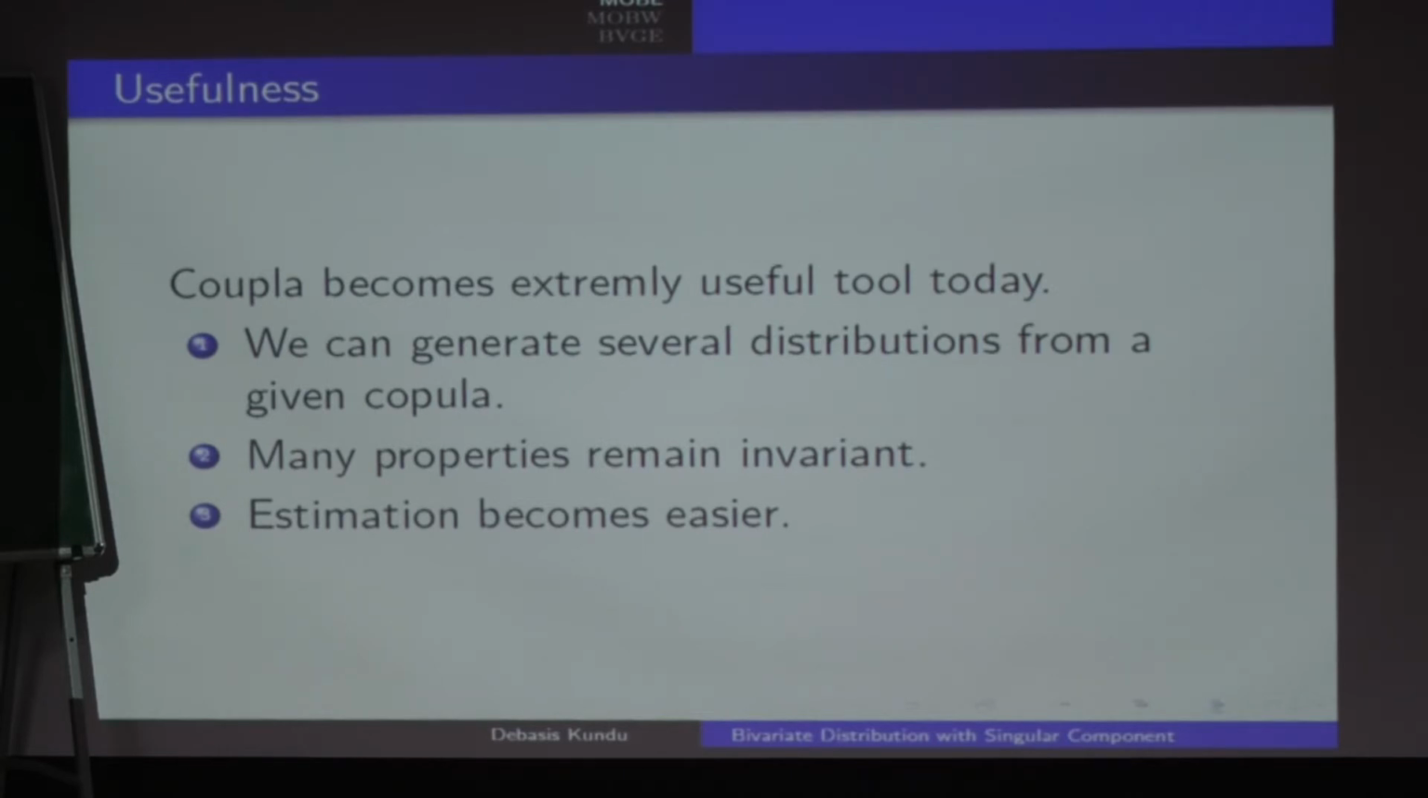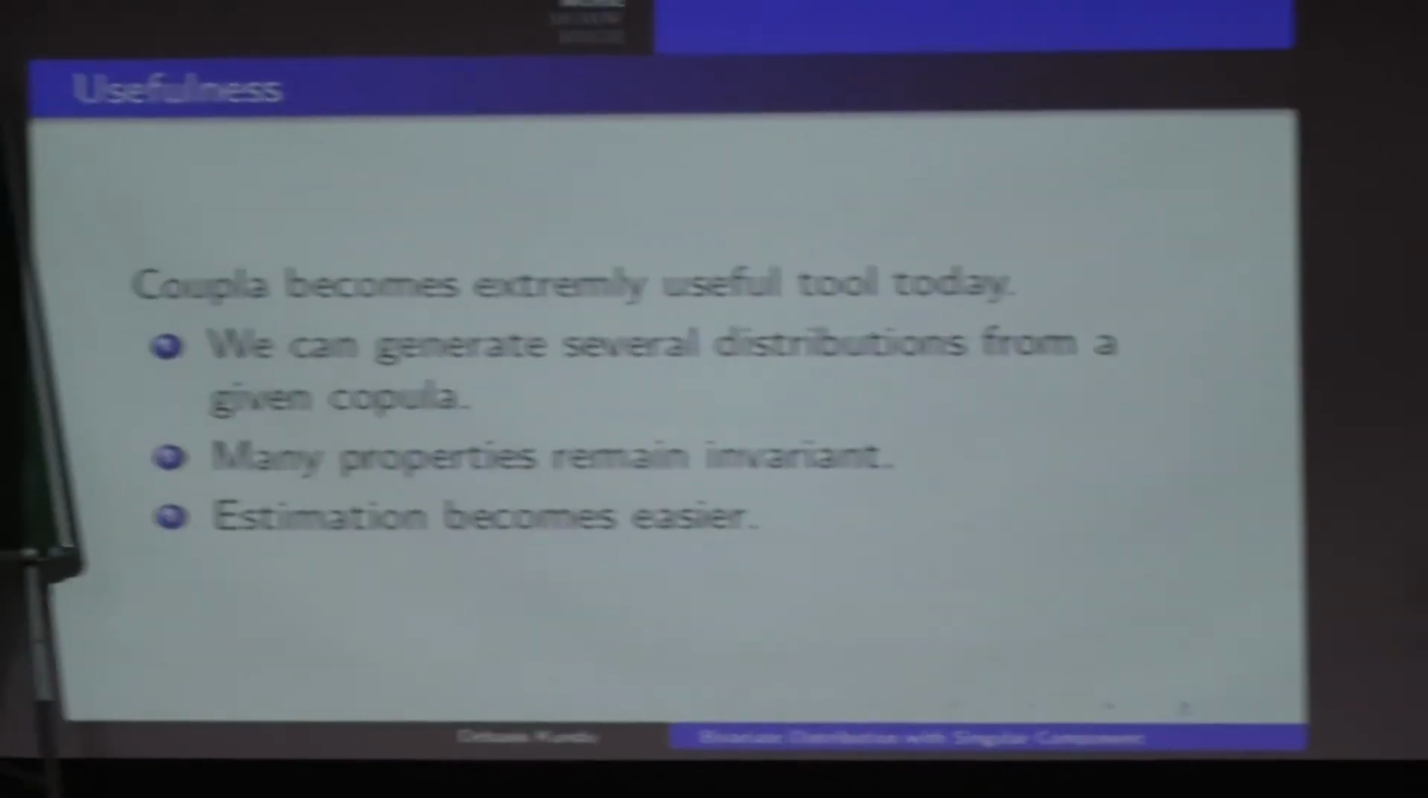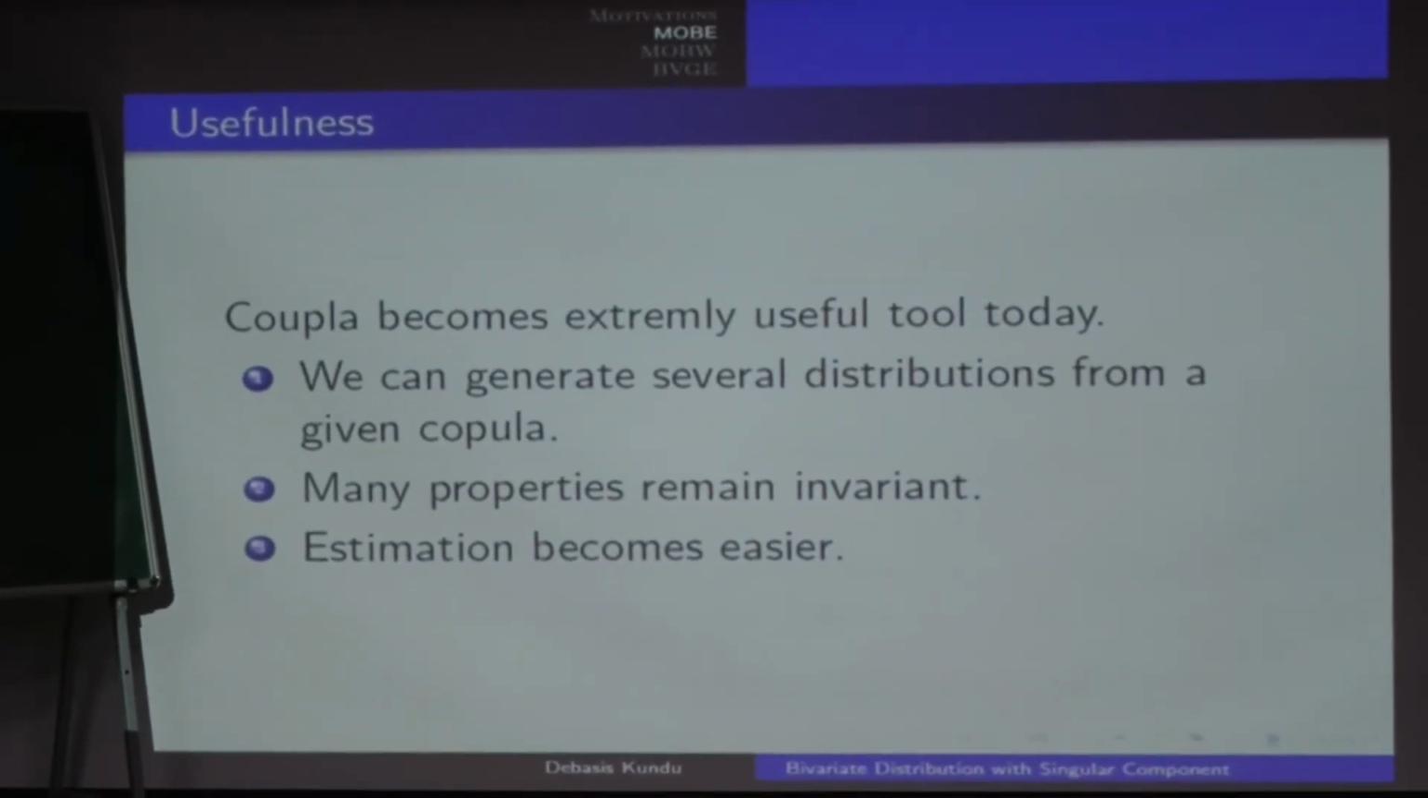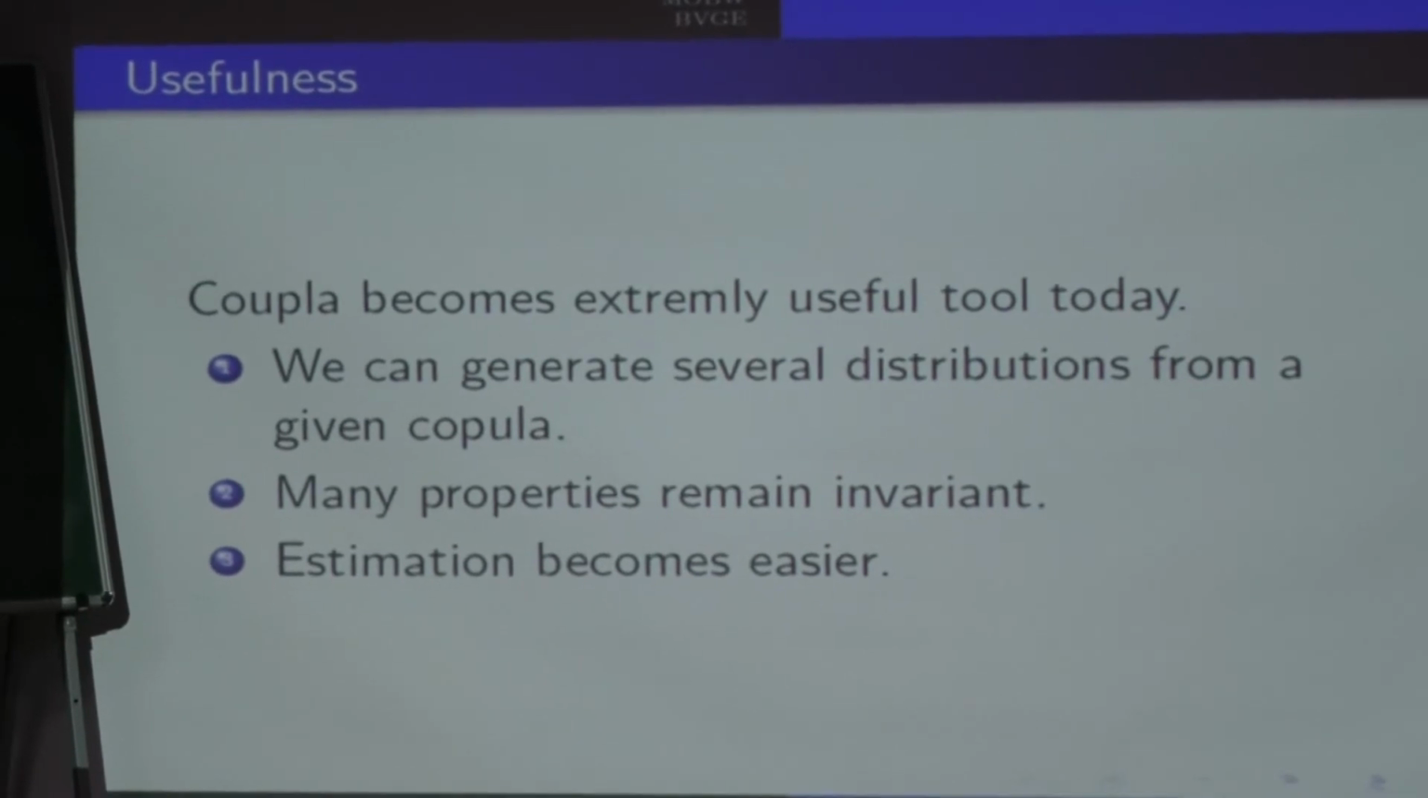We can generate several distributions from a given copula. The interesting part is that many properties remain invariant. It doesn't really matter what kind of marginal distributions you put in, many properties of the interdependent structure remain invariant, and do not really depend on the marginals. It just depends on the copula. Okay, and as I mentioned again and again, the estimation becomes extremely easier when you use the copula compared to the usual bivariate distribution.